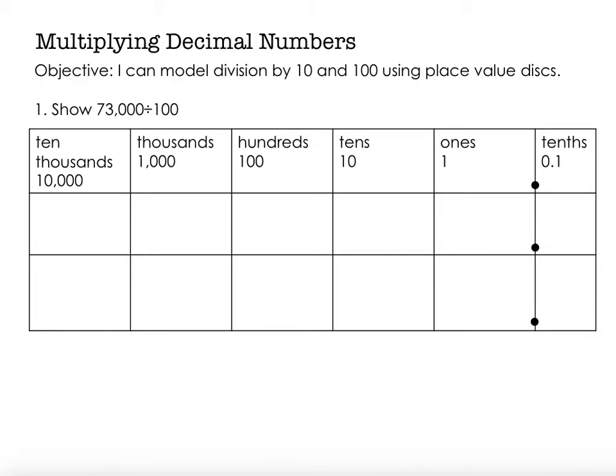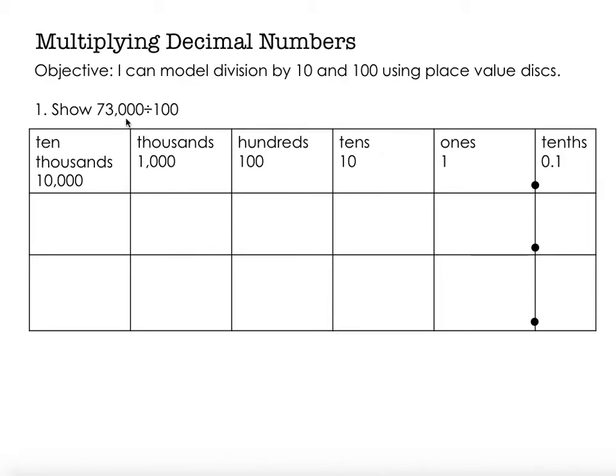Now let's look at an example where we divide by 100. When we divided by 10, we only had to shift one place value. And when we divide by 100, 100 is two groups of 10, 10 times 10. So we're going to have to shift two place values each time when we divide by 100. So again, same objective: I can model division by 10 and 100 using place value discs.